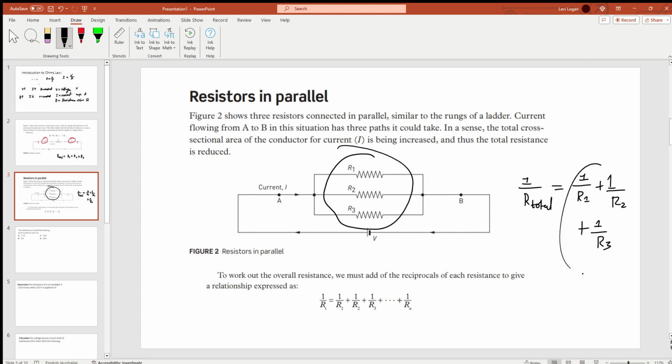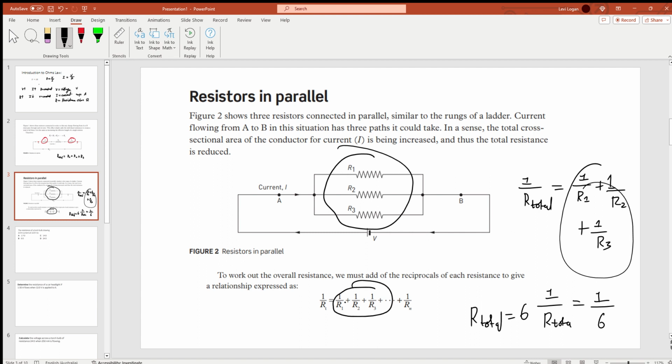Once you rearrange that, you're going to get 1 over R total is equal to some number here. Let's say this was 1 on 6. That means my R total, I would flip this and R total would be 6 ohms. So you must add up the reciprocals. A bit of mathematics here: we're going to have to make them all have common denominators to add them together. So adding them up in parallel is a little bit trickier, but still doable.